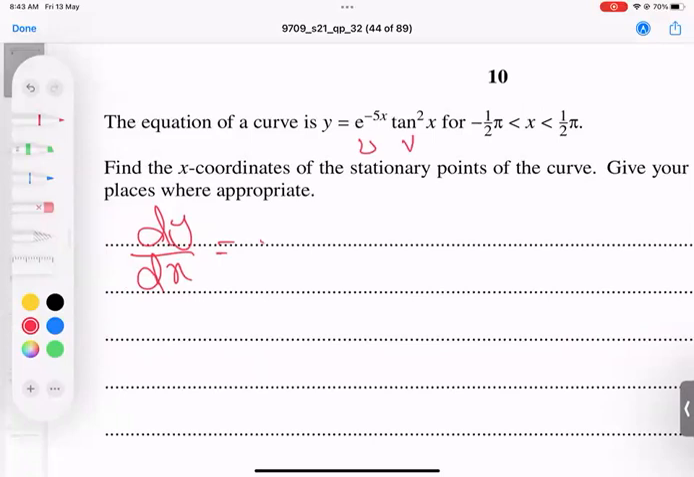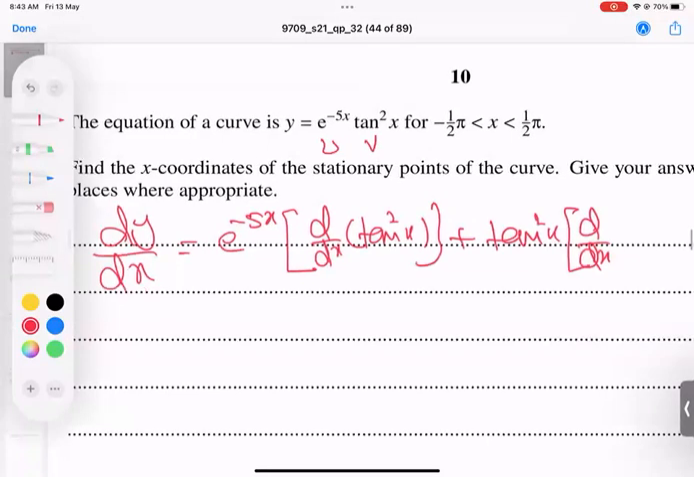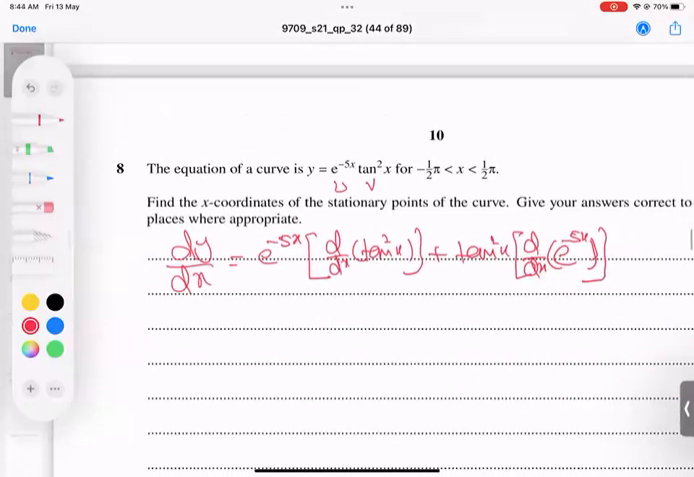So first of all, u copy into the derivative of tan square, plus, now tan square copy into the derivative of e to the power negative 5x. So I believe this is not a hard step. U copy v derivative and v copy u derivative. So let's start.